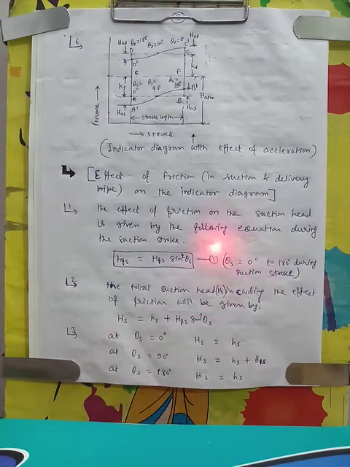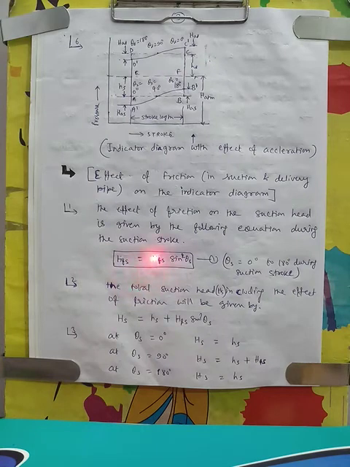So the effect of friction on the head will be given by this equation. During the suction stroke, HFS, this much head, will be added to the ideal head. The ideal head is small hs. So due to friction, this much head will be added to the ideal head, and the total head due to friction will vary with this equation.